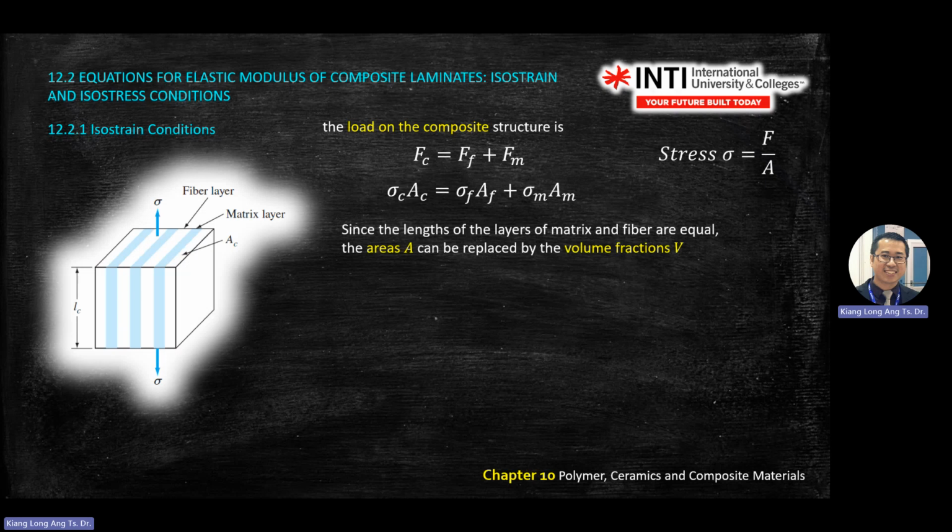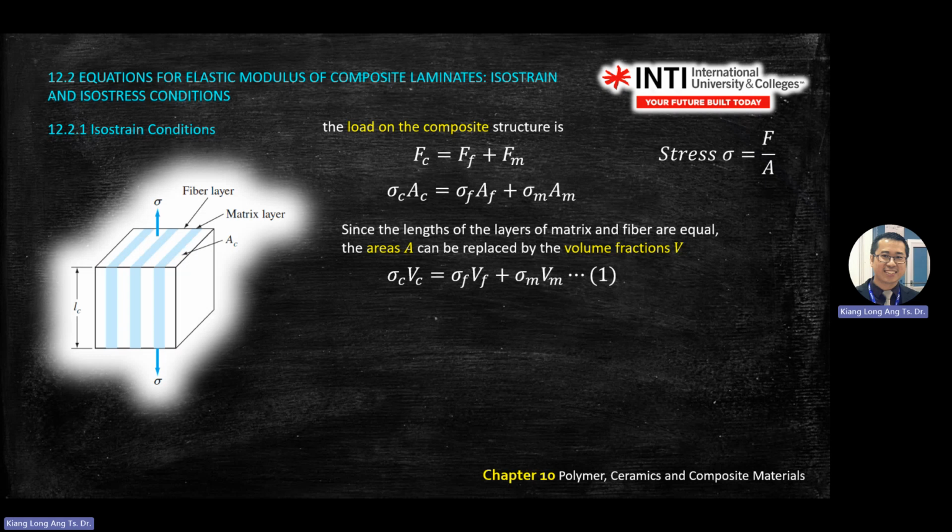Okay, so the lengths of the layers of matrix and fiber are equal. So the area can be replaced by a volume fraction V, because the length is the same. Okay, so you can use a volume fraction. You can change the A to V, because it's very, very hard to measure area. So it's more practical to use volume.